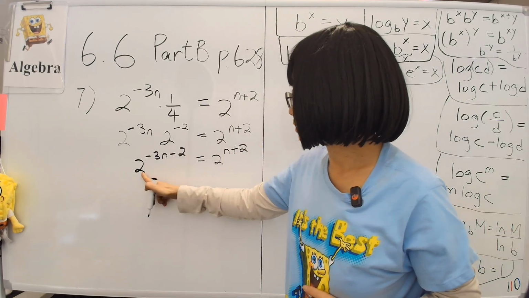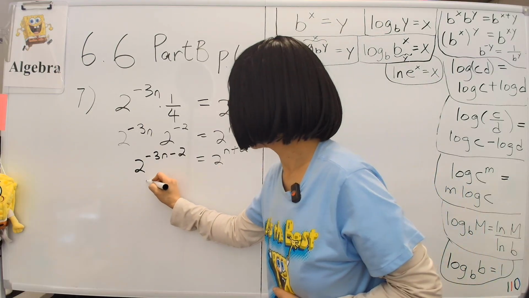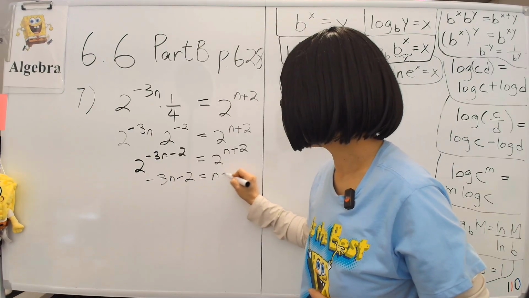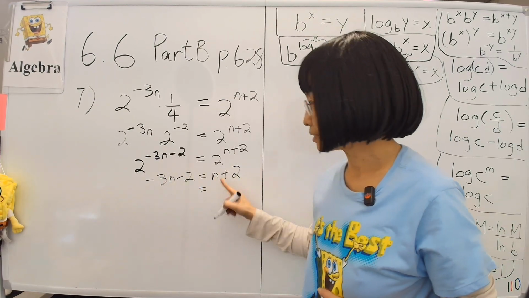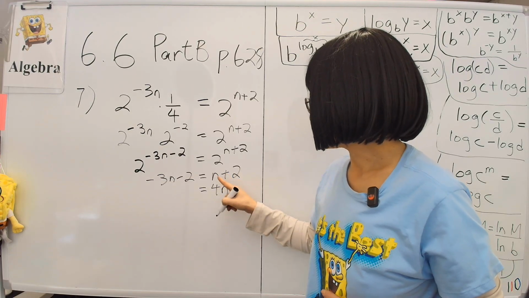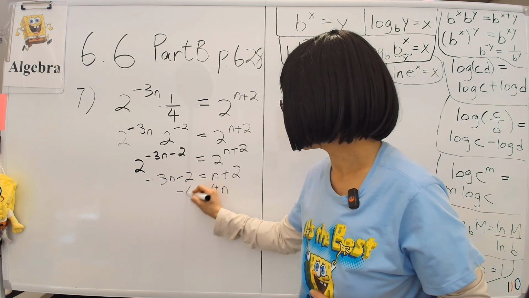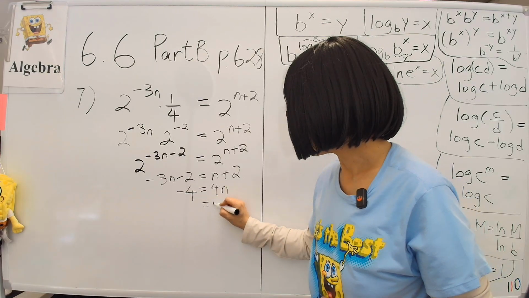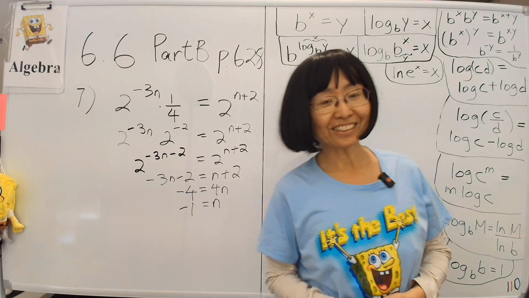Now, being that the base is the same, the exponents have to be the same for the equation to hold. So we have minus 3n minus 2 equal to n plus 2. We'll move the minus 3n to this side, and that becomes 4n, right? 3 plus 1. And this side is equal to minus 4. Move the minus 2 to this side, it becomes negative. So n will be equal to negative 1, which is correct. So far so good for problem 7.